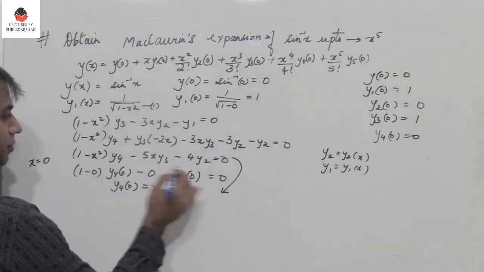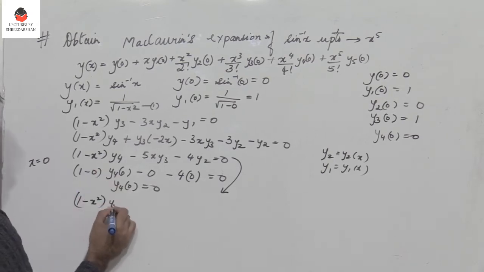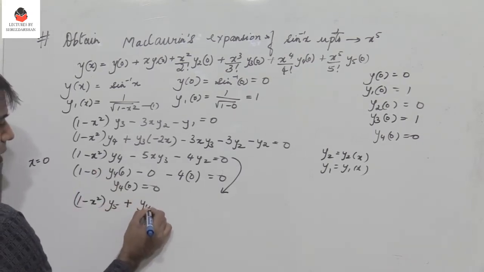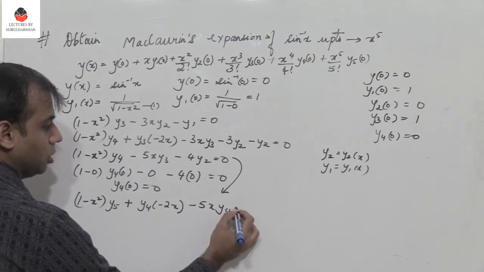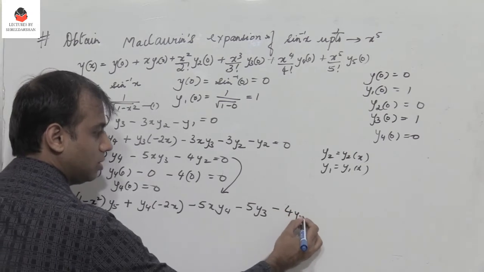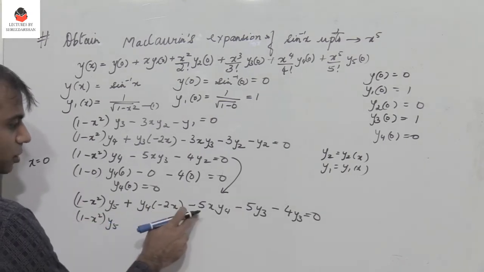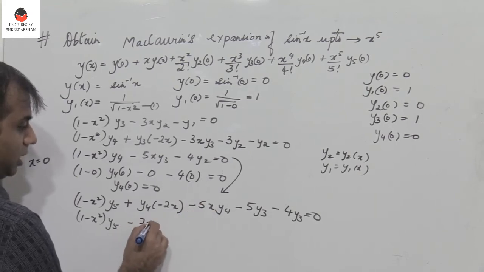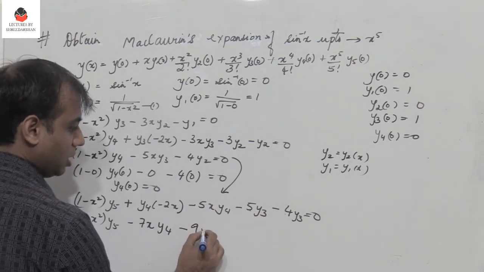So this expression is again differentiated with respect to x because we need y5. (1 minus x square), differential of y4 is y5, plus y4 into minus 2x, minus 5x, differential of y3 is y4, minus 5 y3, differential of x is 1, minus 4 y3 equals 0. So you have (1 minus x square) y5, minus 2x y4, minus 5x y4, so it becomes minus 7x y4, minus 5 minus 4 is minus 9 y3 equals 0.